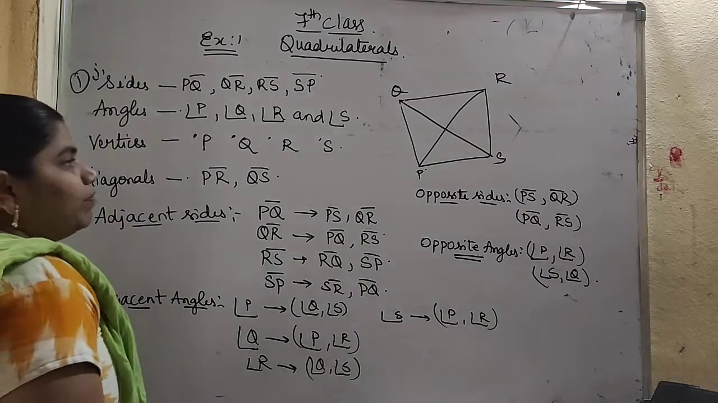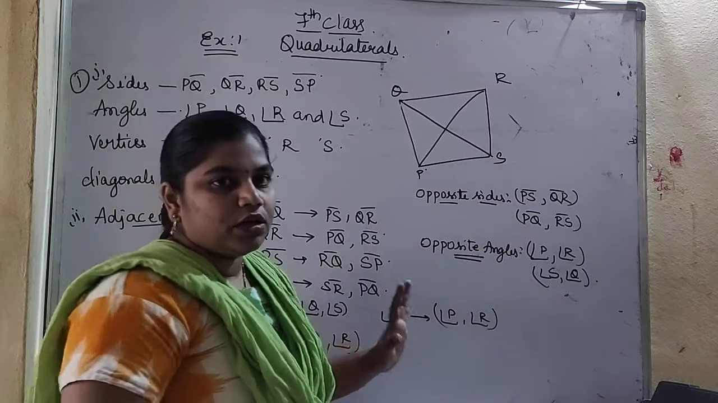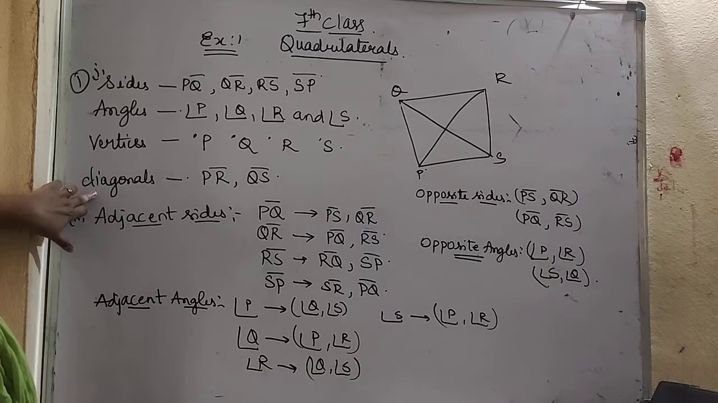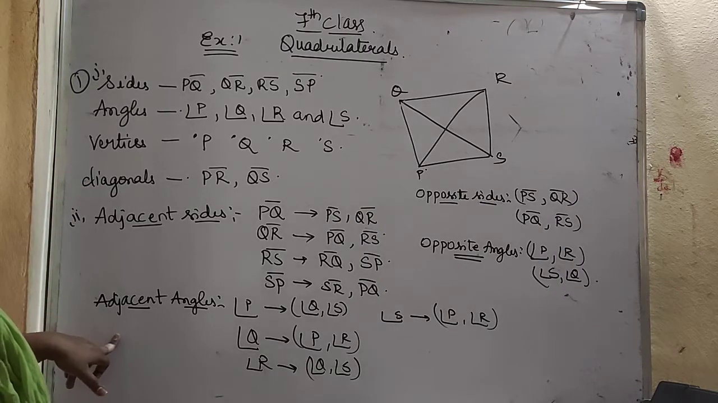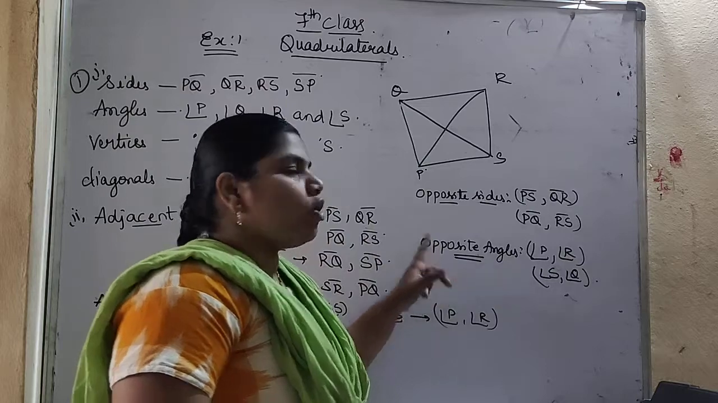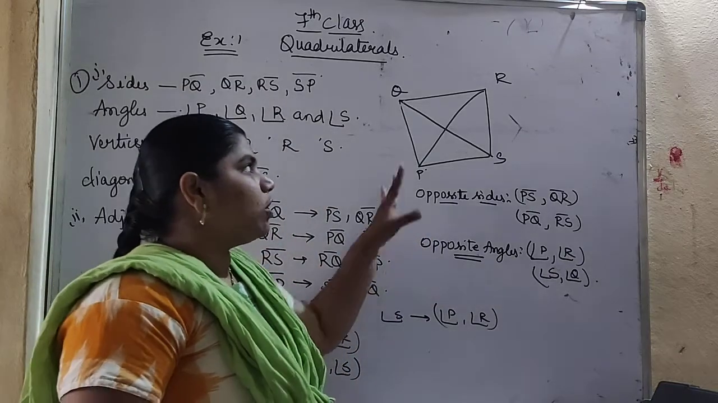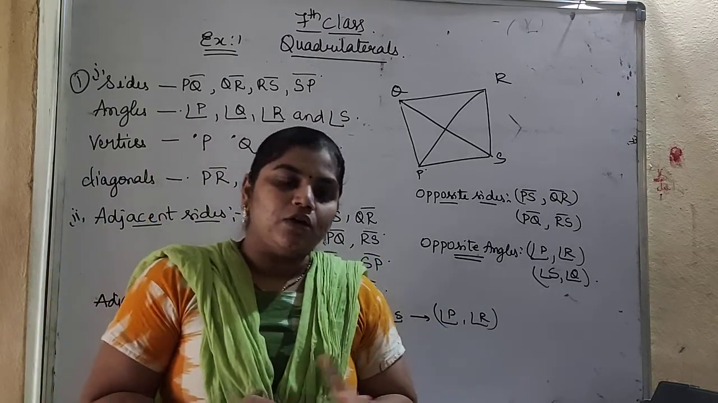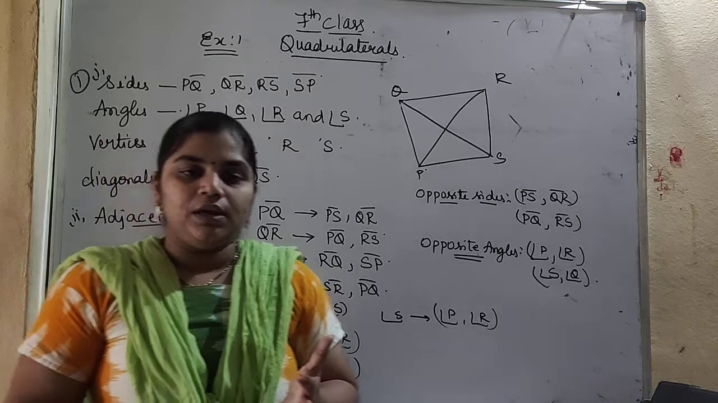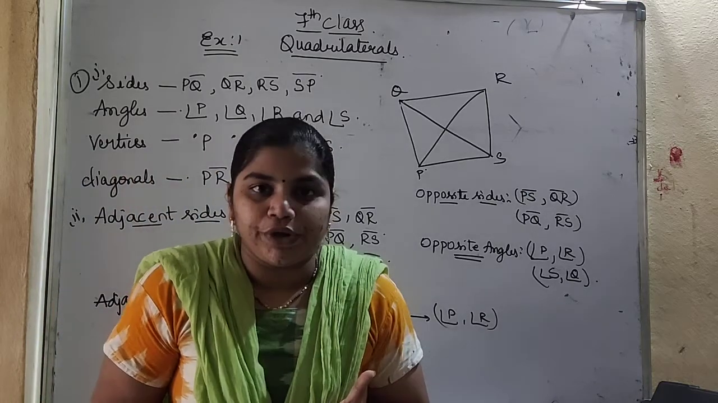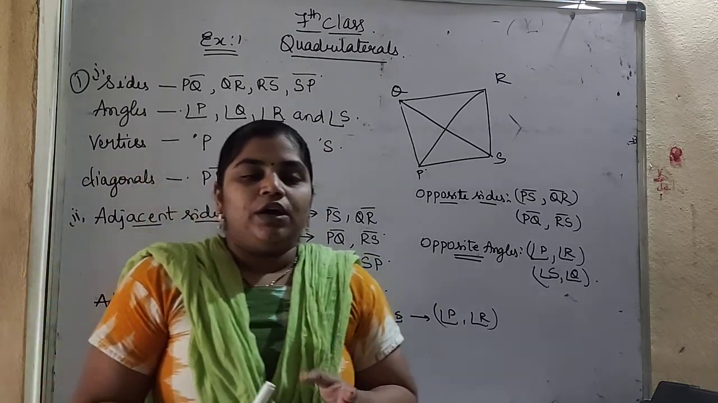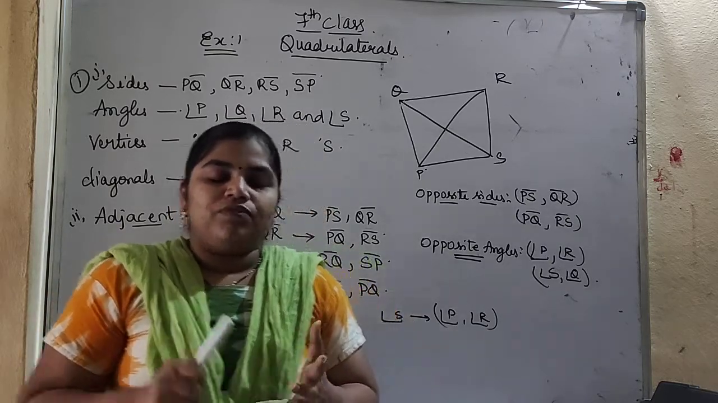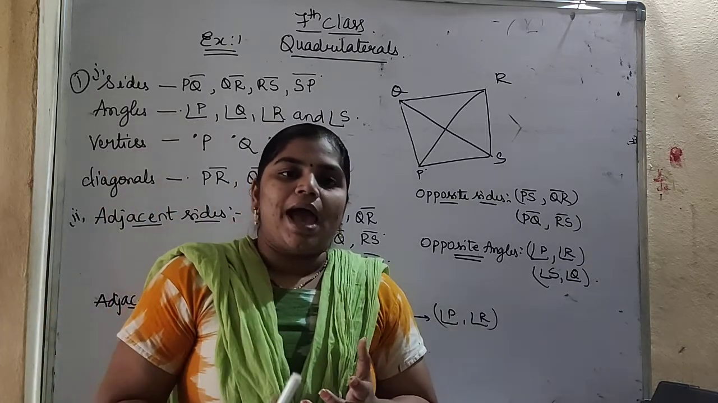So from this figure we have written all the parts of the quadrilateral. We wrote about sides, angles, vertices, diagonals, adjacent sides, adjacent angles, opposite sides and opposite angles. So these all are the parts of this quadrilateral. In this quadrilateral topic, what we have discussed till now is what a quadrilateral is, what parts it has, and that we have two different types of quadrilaterals, one concave and one convex. And also we have discussed the angle sum property.